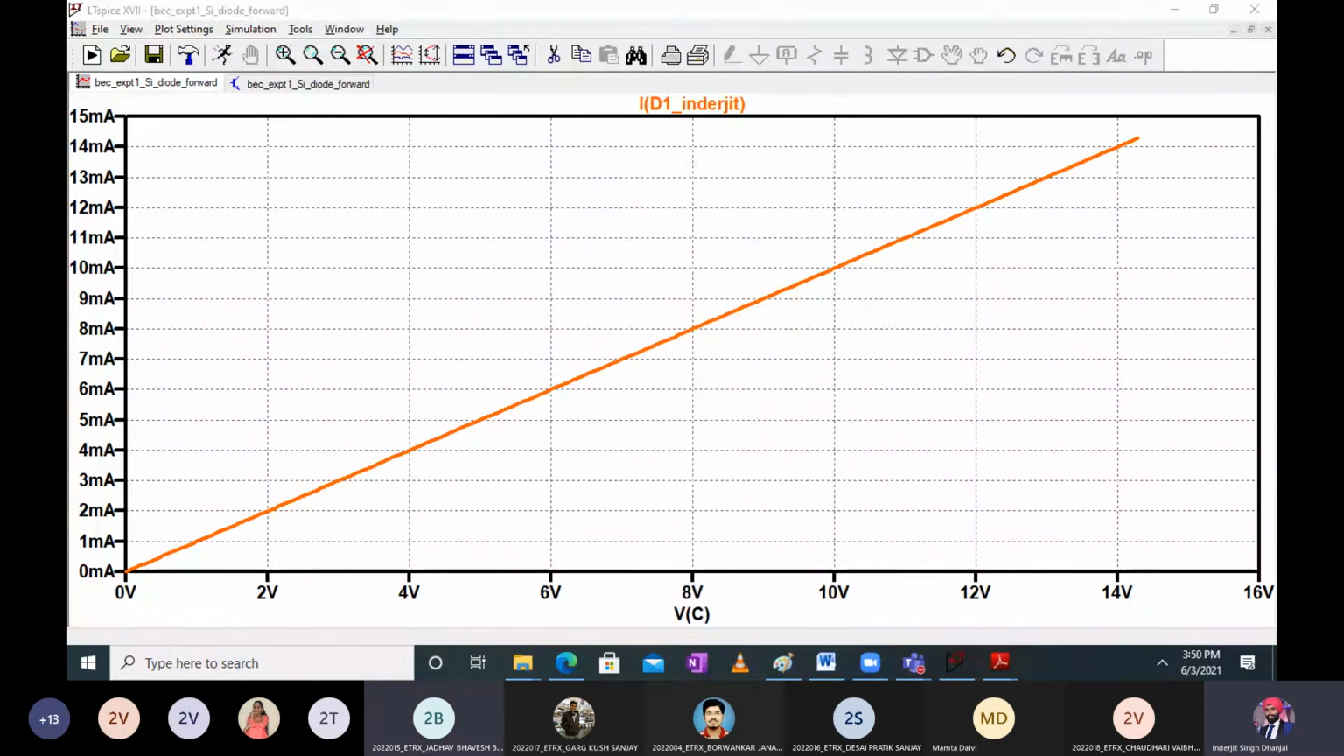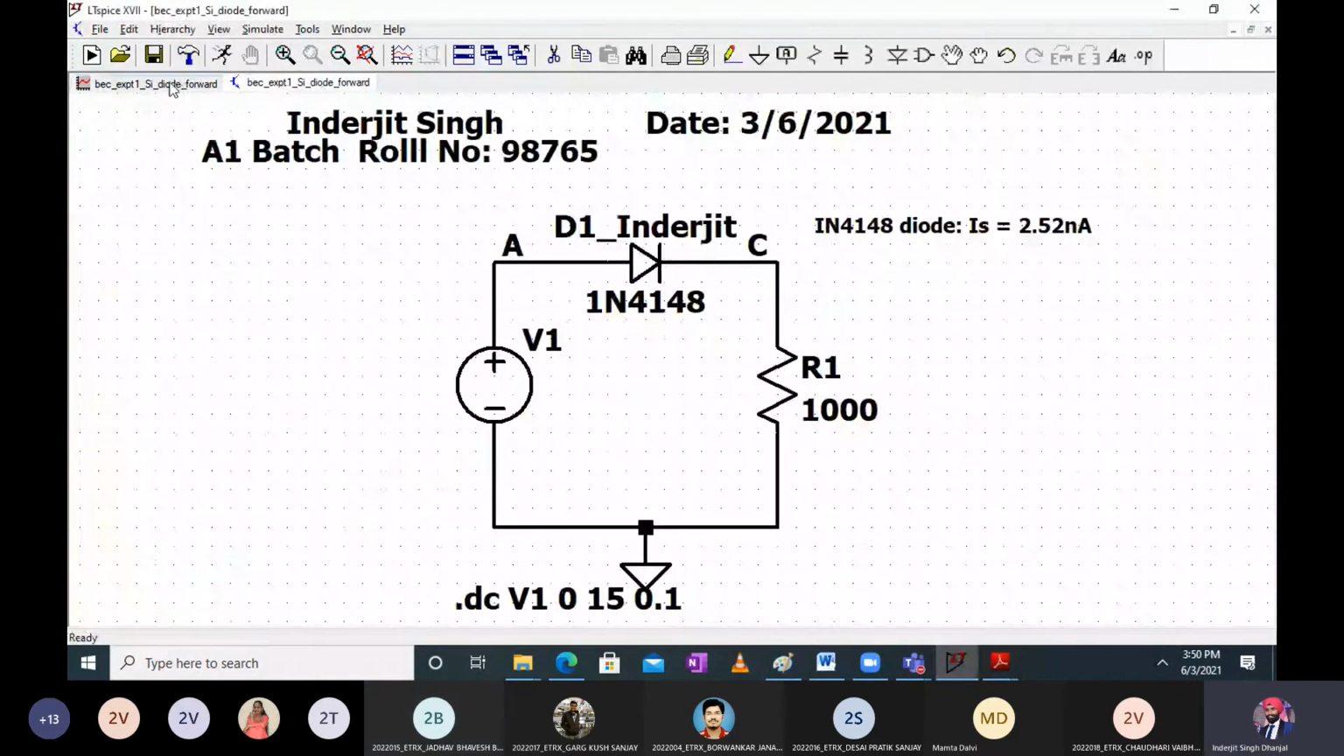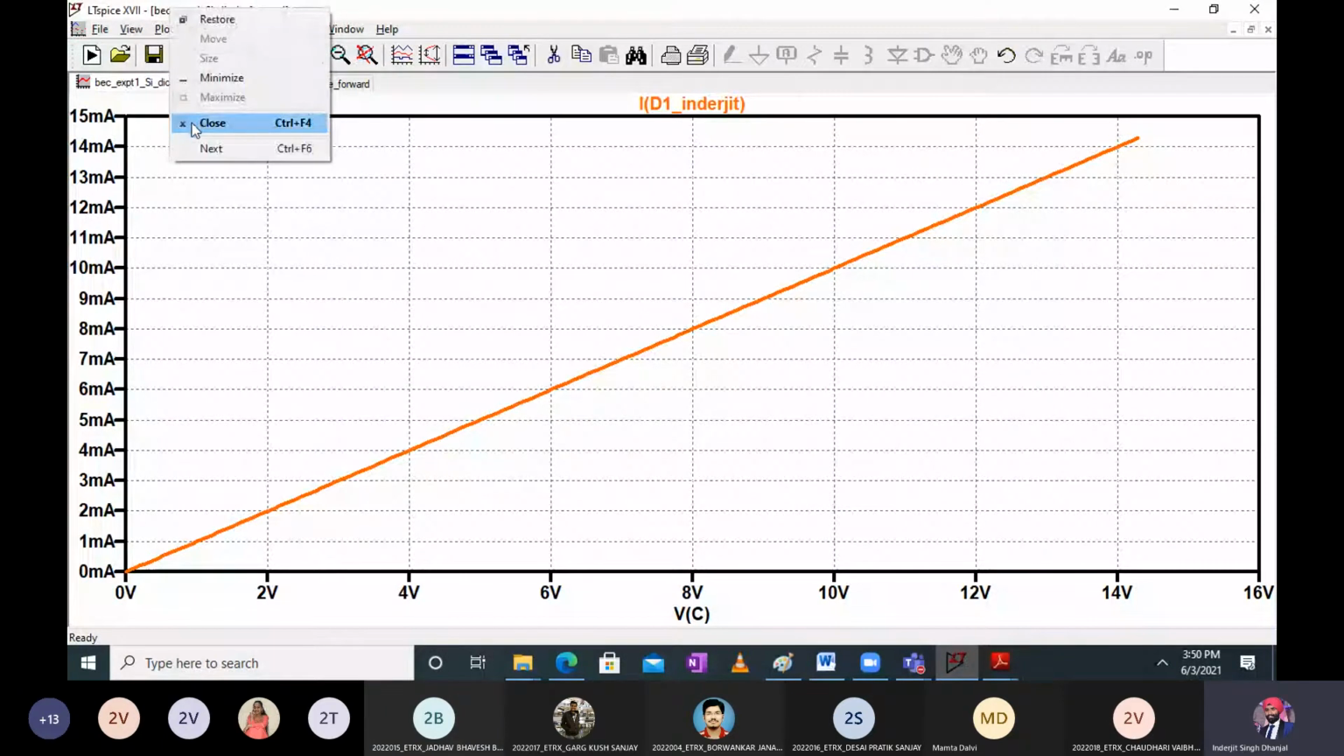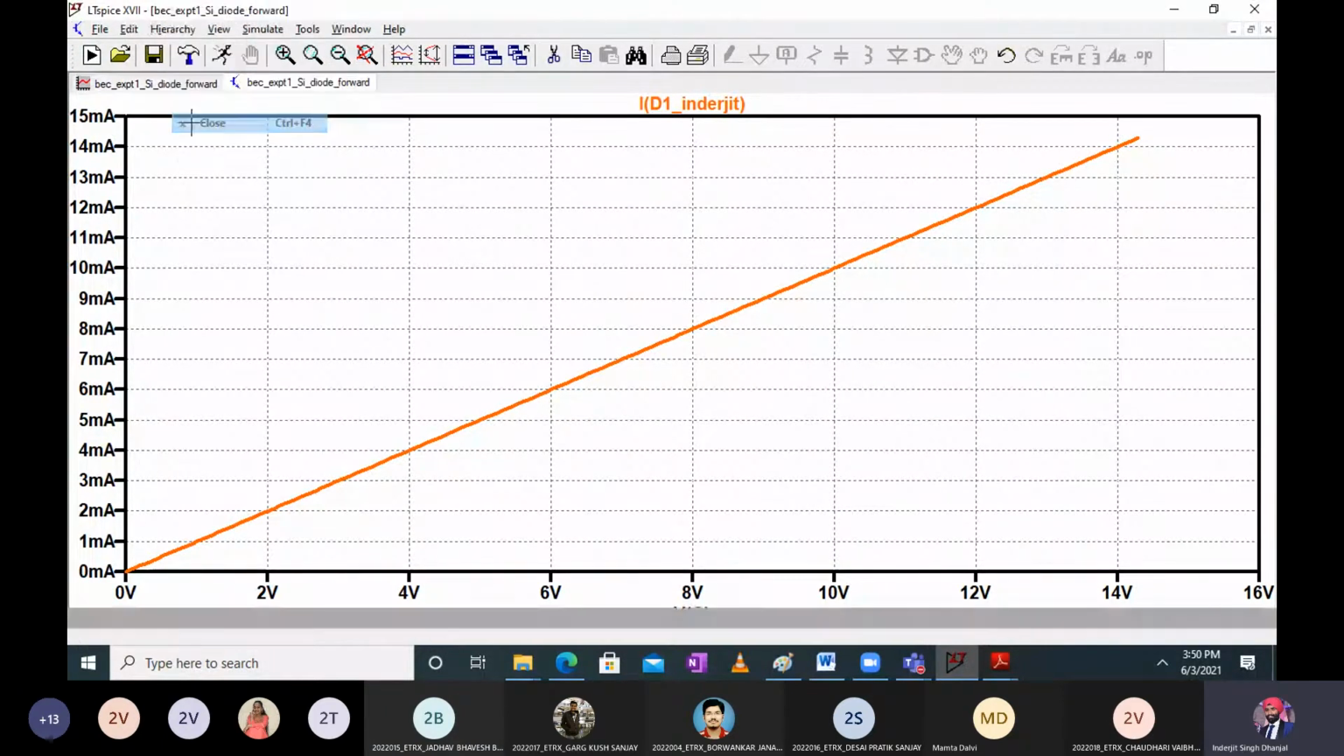Did you get the graph? Yes, sir, but it is not starting from. It's correct? Yes, sir. Okay, fine. So please save that graph and keep it ready. I'm closing this, okay?